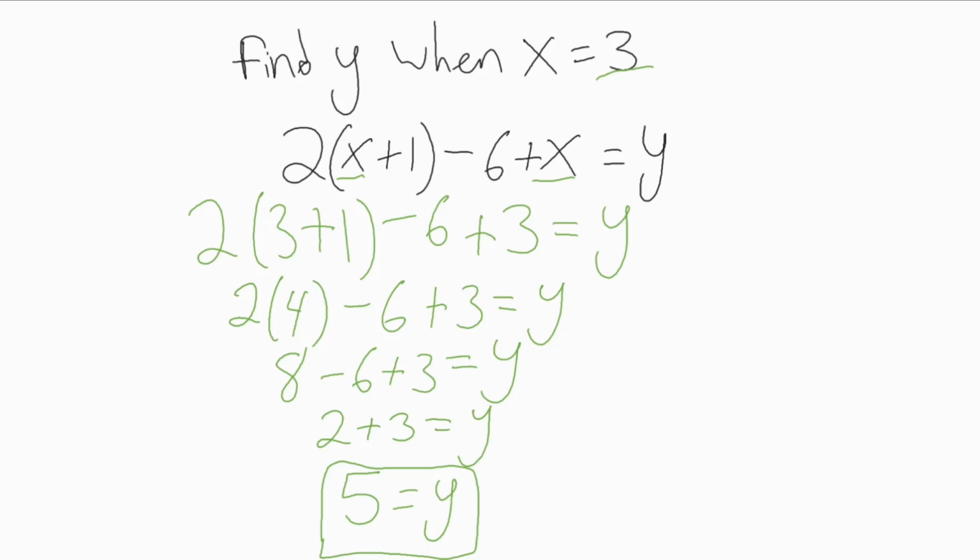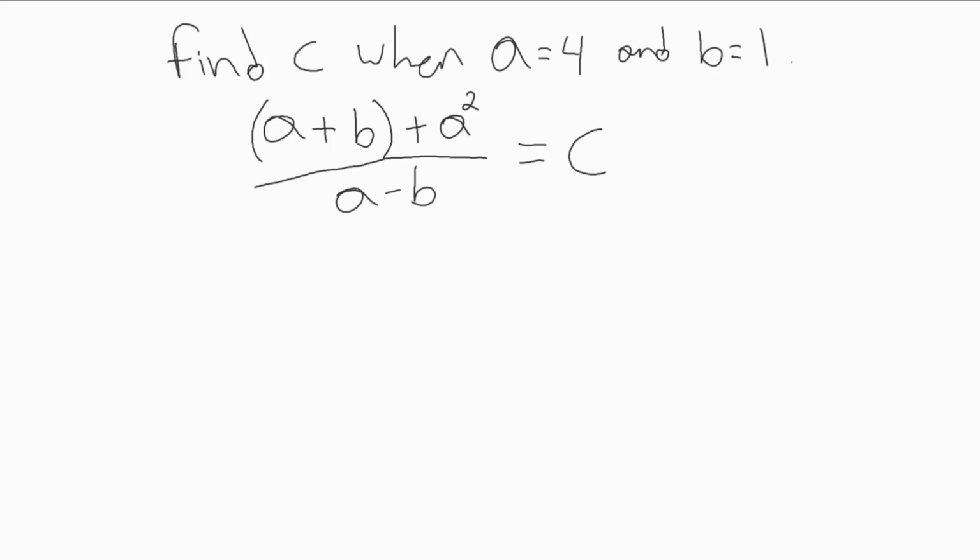We have one more example to do, so let's go ahead and look at that one. Here we're finding our variable c when a equals 4 and b equals 1. So now we're plugging in the values for two variables, 4 for a, 1 for b. Let's look at that when we plug those values in. That will give us (4 + 1 + 4²) over (4 - 1). And that's going to be equal to our variable c.